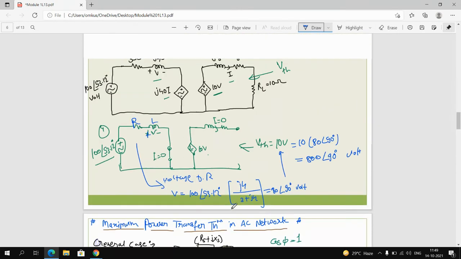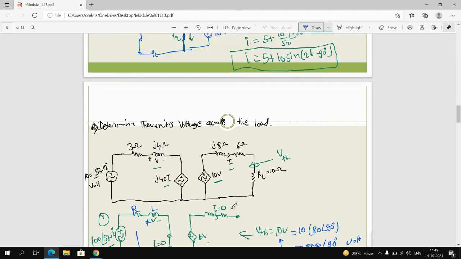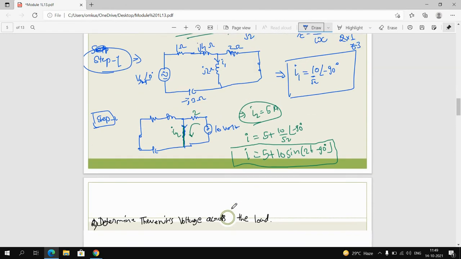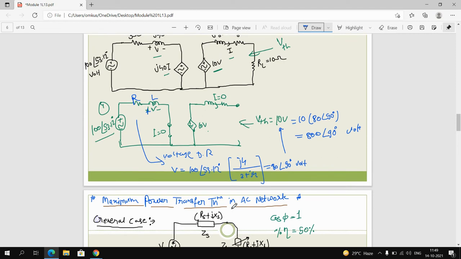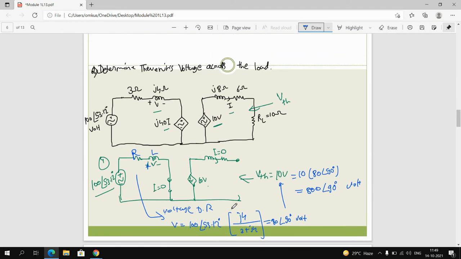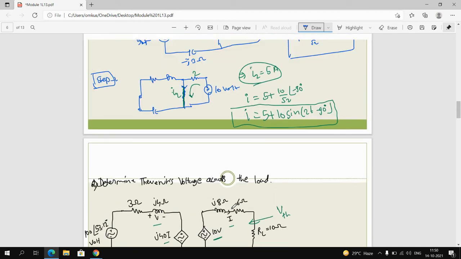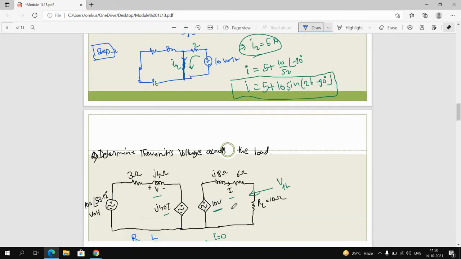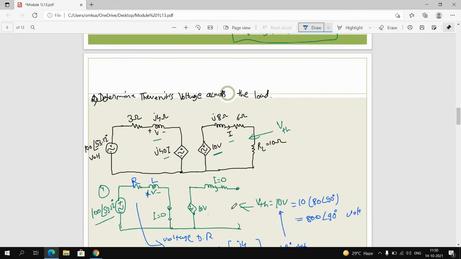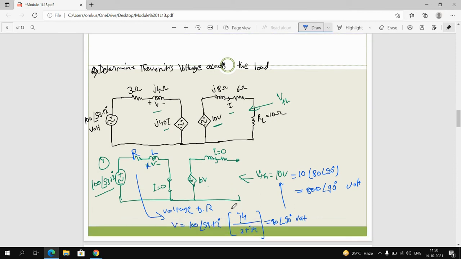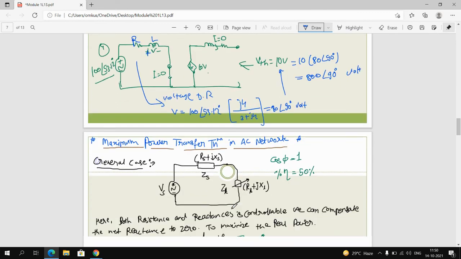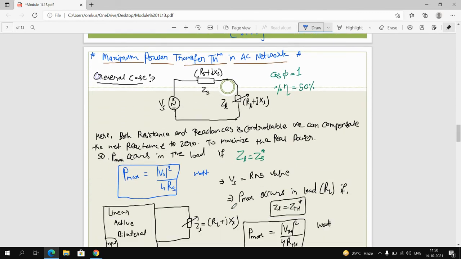Now I hope you solve this circuit, and if not, then see these steps, and a similar problem is also there in your MST. So before your MST, I will take one test next Saturday. So be prepared and see this theorem, which is the maximum power transfer theorem.